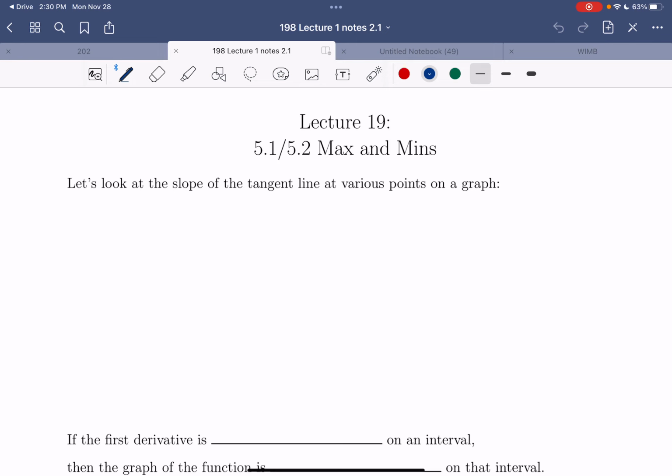And we're going to be talking about max and min. So one of the things that our goal was to describe the behavior of functions with calculus. And so one of the things we want to be able to describe about our functions is where we have local maximums and local minimums.